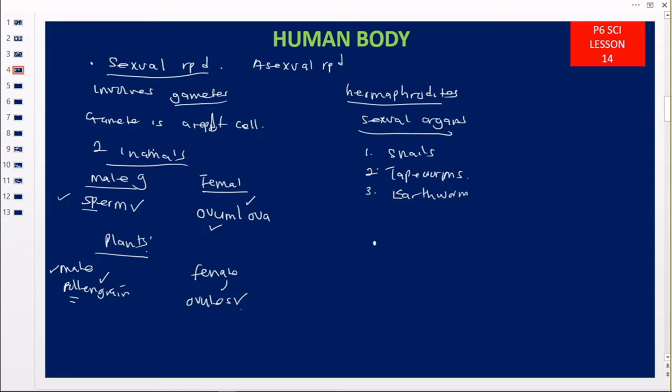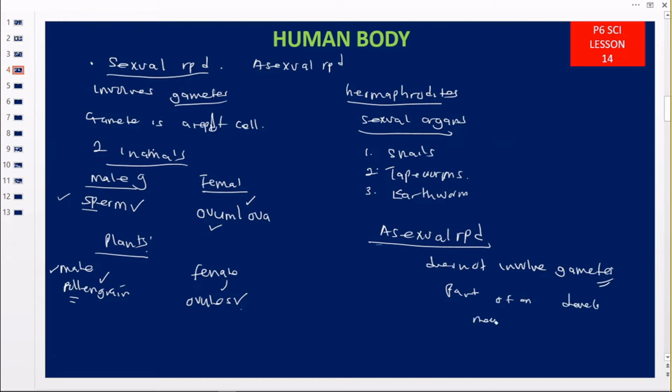Alright, now let us move on and see what we call asexual reproduction. If sexual reproduction involves gametes, then asexual reproduction is the type of reproduction that does not involve gametes. With asexual reproduction, just a part of an organism results into a new offspring. Just part of an organism develops into a new individual.